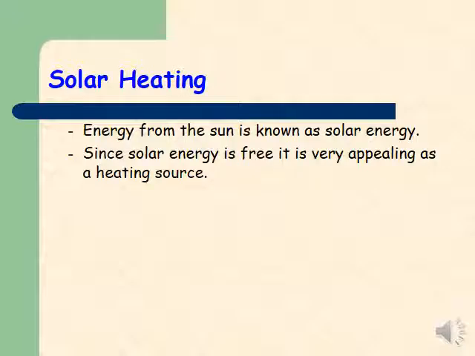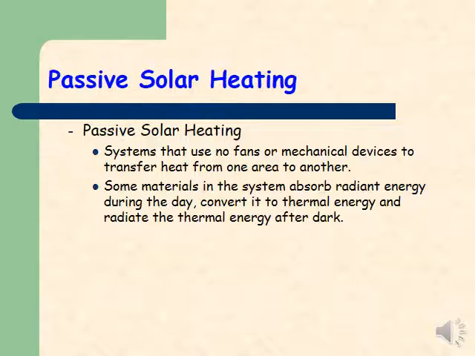Okay, solar heating, we've already touched on this. This is just energy from the sun. We get solar energy from the sun. Since it's free, it's very appealing as a heat source. Passive solar heating, just systems that use no fans or mechanical devices to transfer heat from one area to another.